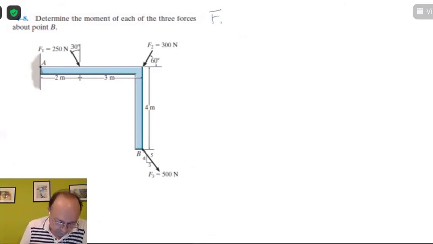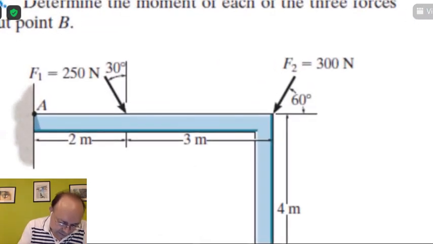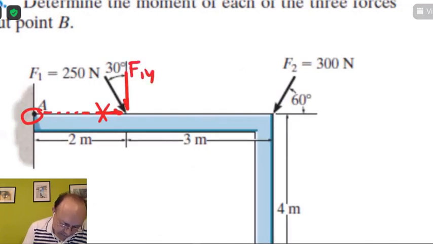F1. In this one, it will be very easy if we get the composition of this force in the x and y direction, this one and this one. Why I say so? Because this force doesn't produce any moment because the line of action goes through the point A, so there is no moment there. So it's just the F1y component, the one that produces moment, and the distance is 2 meters.